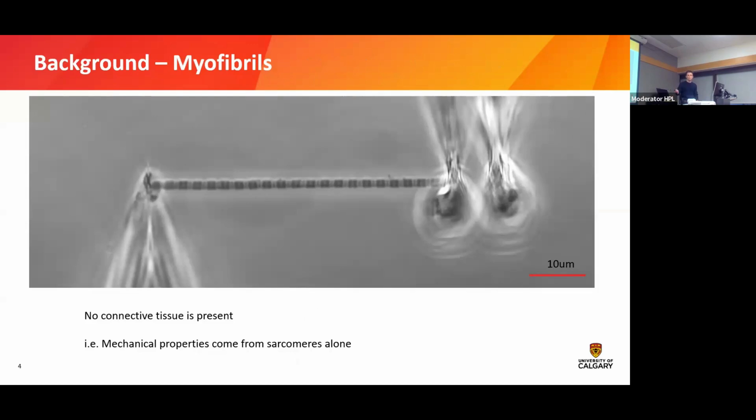Okay, so I study muscle at the level of myofibrils, and these are essentially the fundamental contractile unit of muscle. You can see in this image here, there's individual sarcomeres aligned end to end. And the advantage of myofibrils is we have no connective tissue. These are subcellular. Basically the mechanical properties that we derive from myofibrils come from the sarcomeres alone. So it's just a chain of sarcomeres, there's nothing else to it. And so if we look at the mechanical properties, we can say that comes from the sarcomeres because there's literally nothing else it can possibly come from.